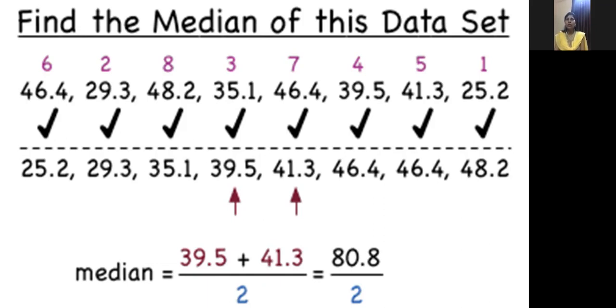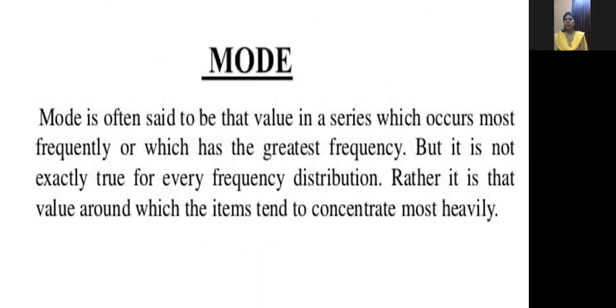For an even series, the formula is the n by 2th term plus the (n by 2 plus 1)th term. The n by 2th term is 39.5, and the next term which we need to add is 41.3. So we add 39.5 to 41.3, and on getting the summation, we divide that value by 2. So we will get the median.